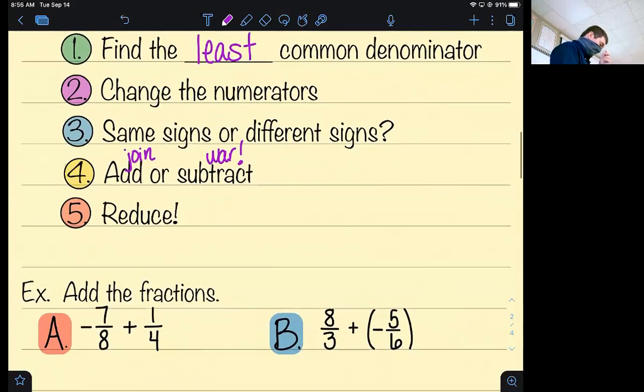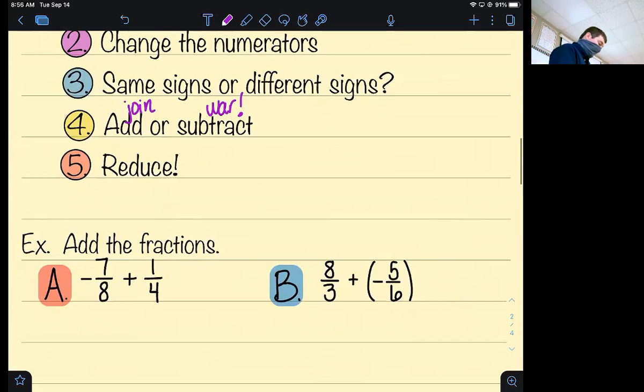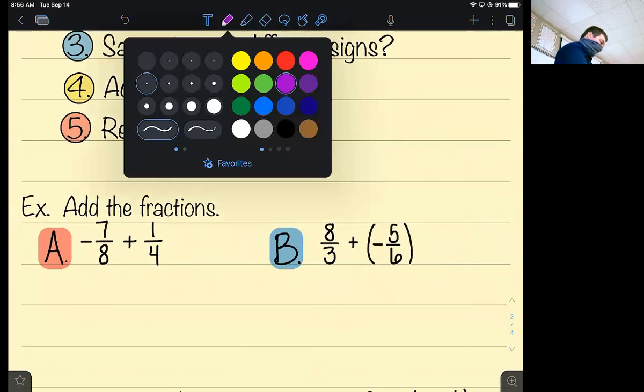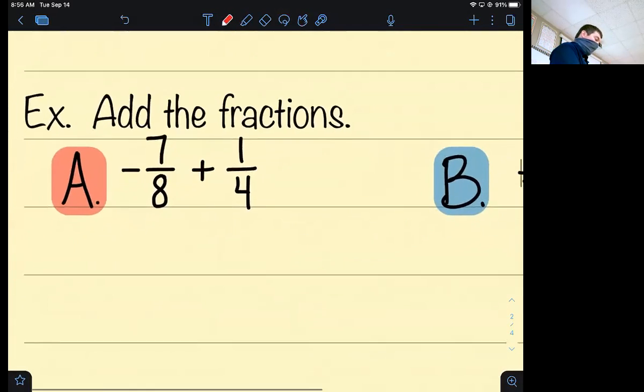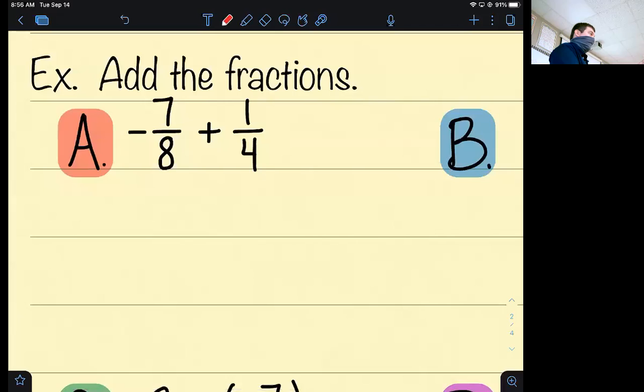So let's look at the first example here. It's negative 7/8 plus 1/4. Now, right away, you might be saying go to war, and I'm going to say slow down a second. You're right, we are going to go to war. Let's find a common denominator first before we start figuring out who's going to win. What's my least common denominator, Branson?